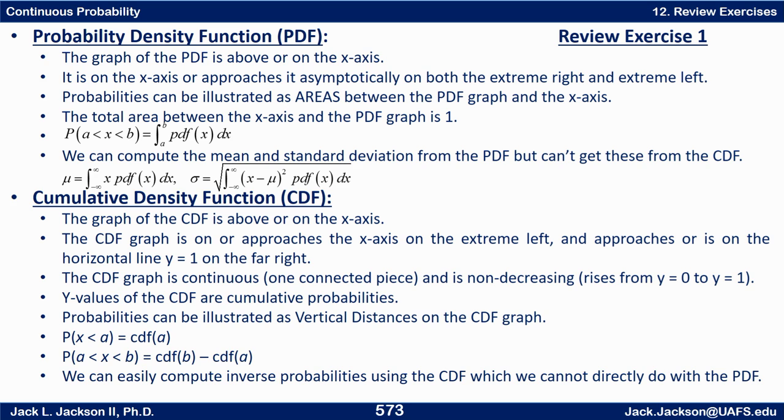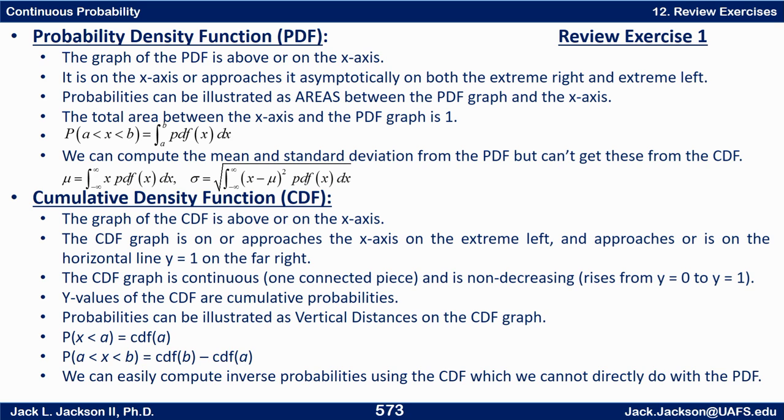Again, the distance from the graph down to the x-axis is the probability to the left. The distance from the graph up to the y equals 1 line is the probability to the right. And the distance between two y values vertically is the probability between the two. And we can see that the probability that a is less than x, which is less than b, is just the difference in the two y values on the CDF curve. It's CDF of b minus CDF of a. Now we can easily compute probabilities using the CDF or the PDF, although it's a little easier with the CDF.